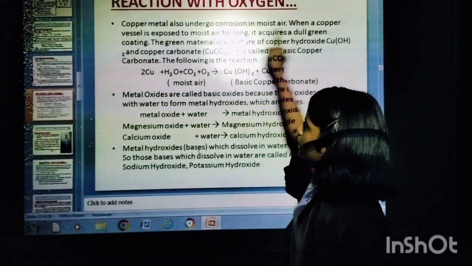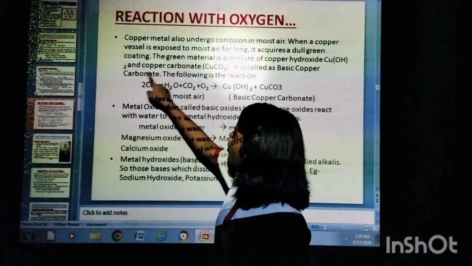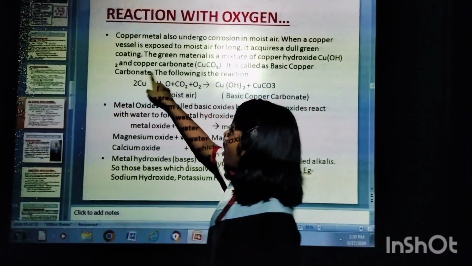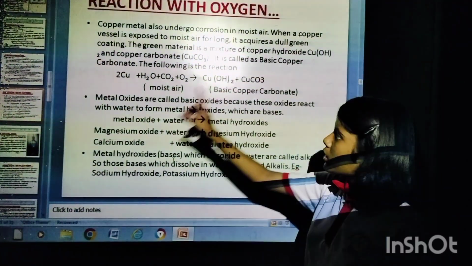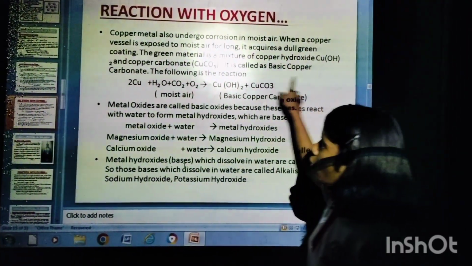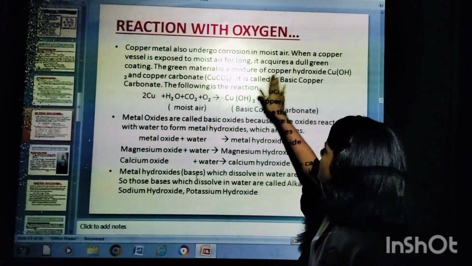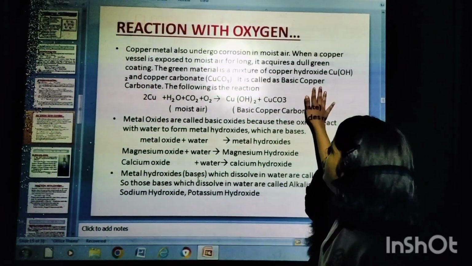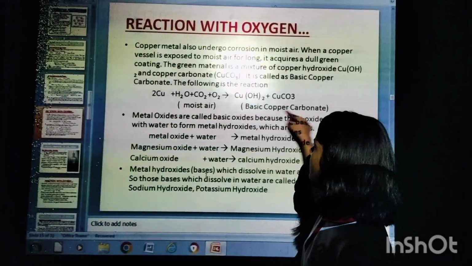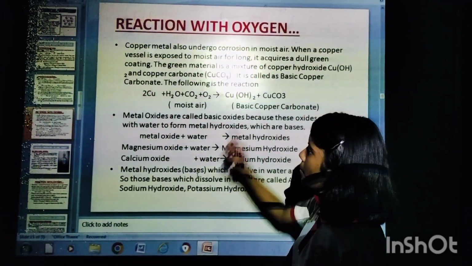This dull green coating is a mixture of copper hydroxide and copper carbonate. It is called basic copper carbonate. The following is the reaction. This is the formula that we use for basic copper carbonate.